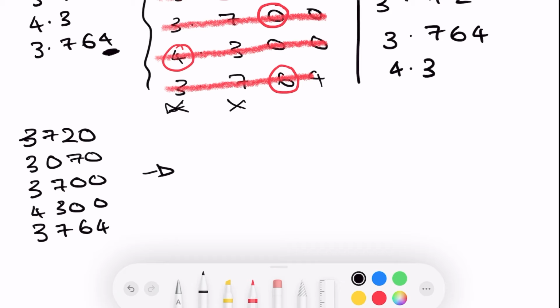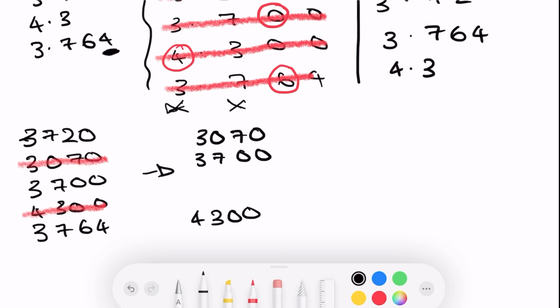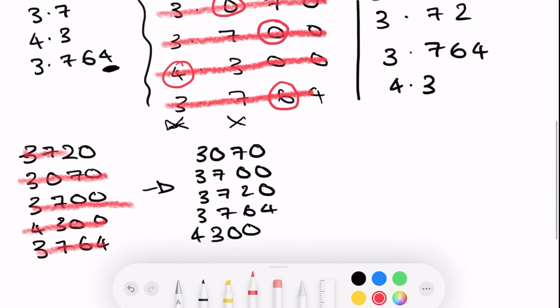Okay. Now, if we were to put these in order, it will be a lot easier, as we're used to working with whole numbers. Again, we can easily identify, this is my largest, put this at the bottom, 4,300. And then we can easily identify that this is going to be my smallest, so I'm going to put 3,070 at the top. Okay. And then it's a matter of just rearranging the middle ones. So I can see next I will have 3,700, 3,720, and then 3,764.